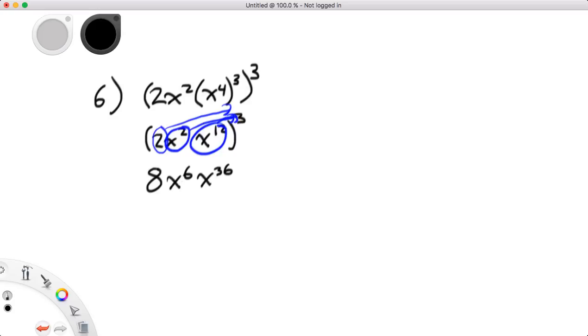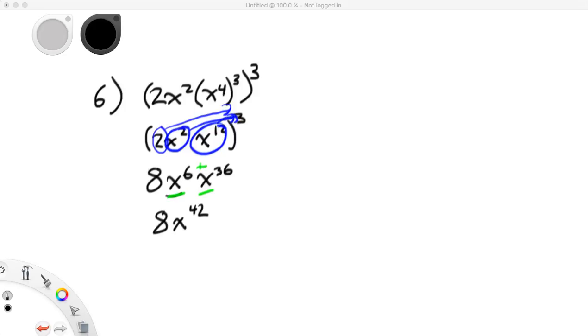Now, when I raise a power to a power, it's multiplication. So let's keep the 2x squared during this step and raise this to this power. So I'm going to multiply the 4 times the 3, and I'm going to get x to the 12th, and then everything is raised to the 3rd power. Now, what I'm going to do is take that 3, raise the 2 to the 3rd power, raise the x squared to the 3rd power, and raise the x to the 12th to the 3rd power.